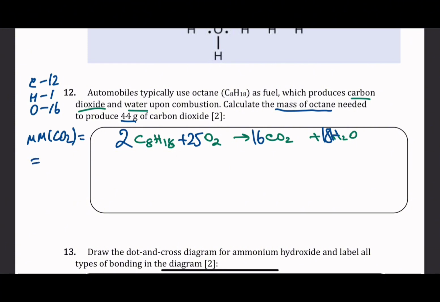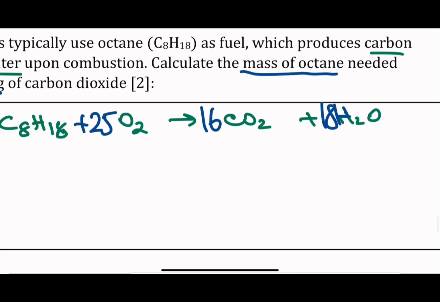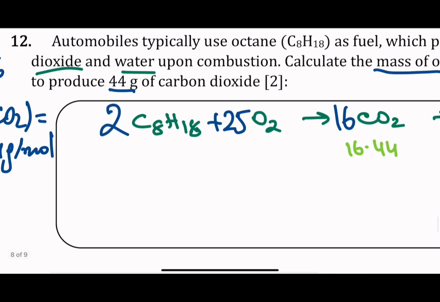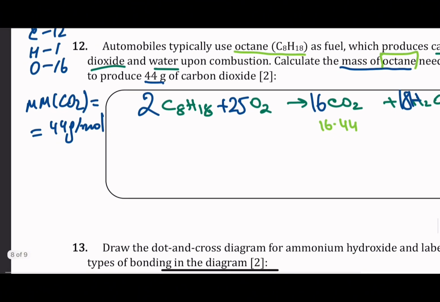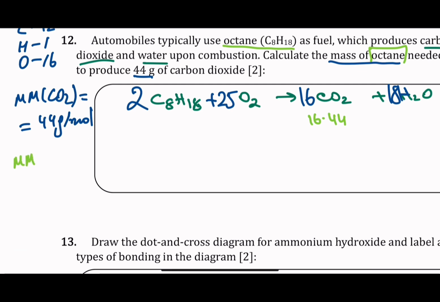So when we do this, we get 44 grams per mole for this one, right? So we will write everything we know underneath. So I have 16 of this, so I'm going to write 16 times 44. And the other thing it is asking about is the octane. Octane is this guy, right? C8H18.